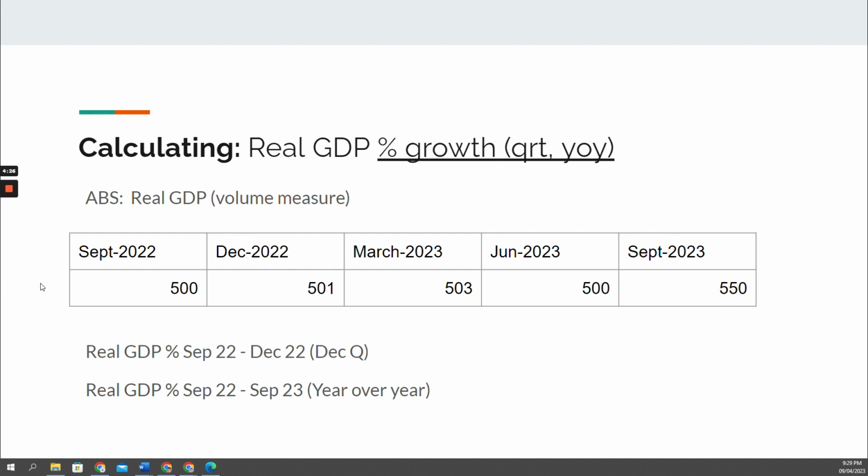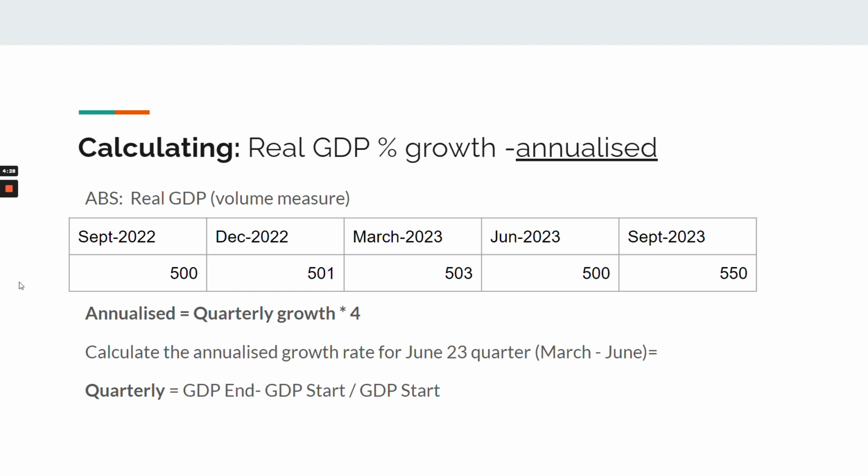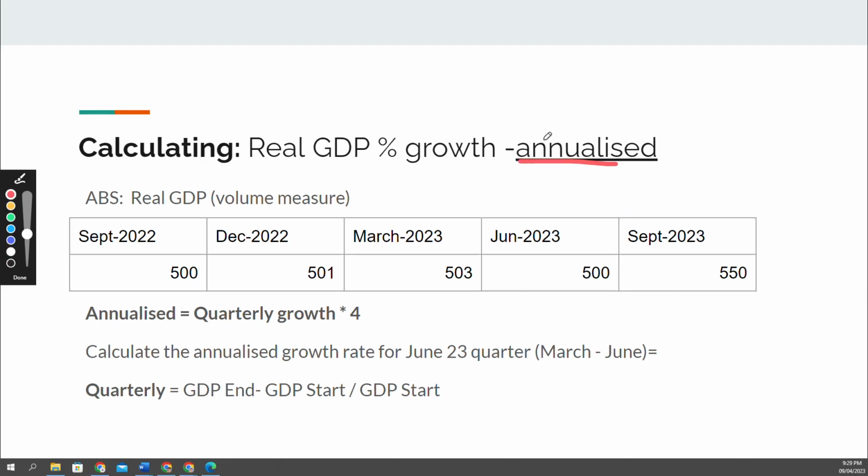It's not sustainable. The last one I want to look at is what we call an annualized growth rate. And annualized just means taking a quarterly figure and turning it into an annual figure by timesing it by 4. Now remember, a quarter is 3 months. So in a year, there is 4 quarters. So the formula is just quarterly growth rate times by 4. The trick is you have to work out which quarter they're asking you about. In this example, it says calculate the annualized growth rate for the June quarter, which is March to June.